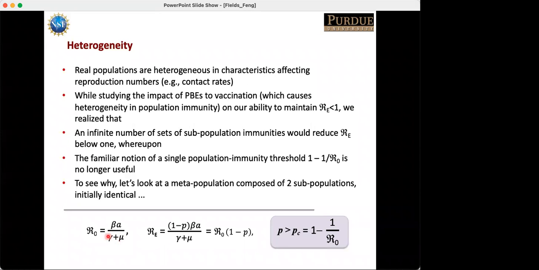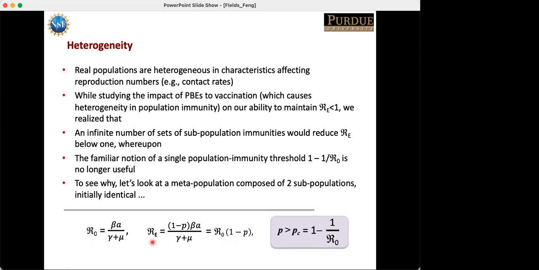If you consider vaccination, suppose a proportion P of the population is vaccinated or immunized. Then the effective reproduction number is given by the basic reproduction number multiplied by the proportion of the population that is still susceptible.